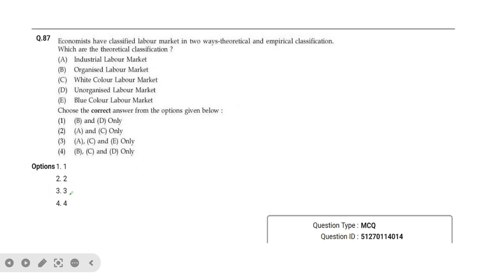Question number 87: economists have classified labor markets in 2 ways, theoretical and empirical classifications. अब इसमें theoretical classification पूछा गया, कौन कौन से: industrial labor market, organized labor market, white collar labor market, unorganized labor market या blue collar labor market. So theoretical classification is organized and unorganized, that is B and D, that is option 1.